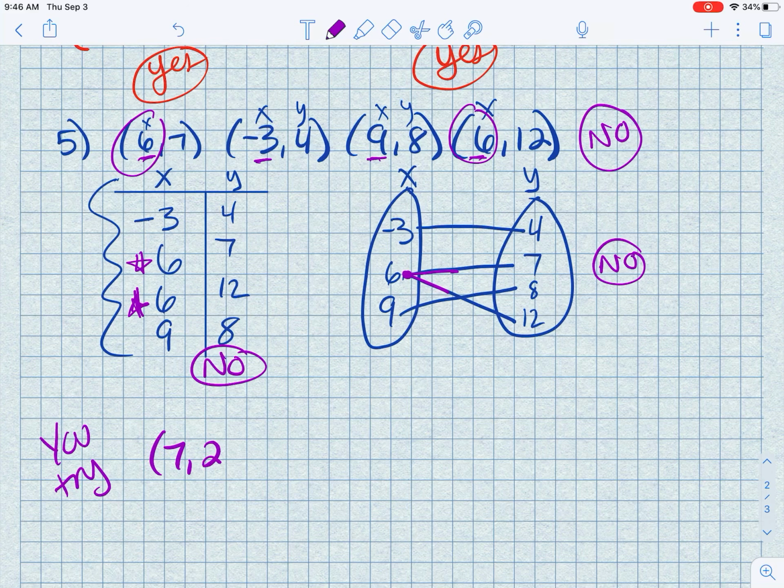All right, so I want you to try this one. I'm going to give you the points (7, 2), (11, -5), (-7, 8), and (4, 6). I want you to tell if that's a function or not. Go ahead and pause and do that now. All right, so now you are done with the first part of notes. So we're going to practice that and then move on to part 2.